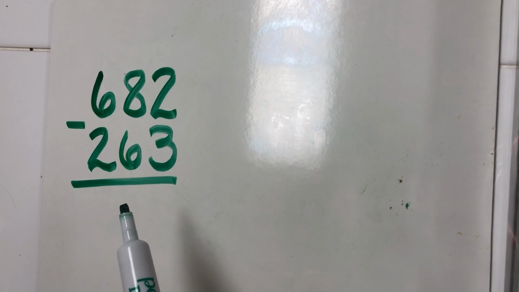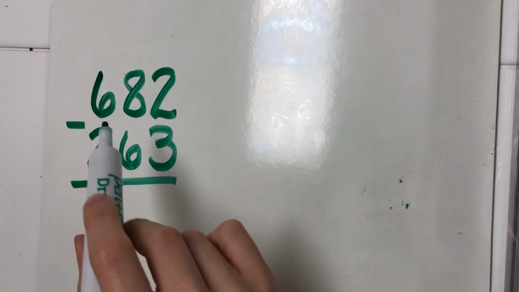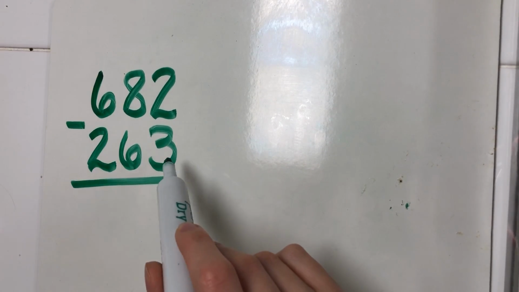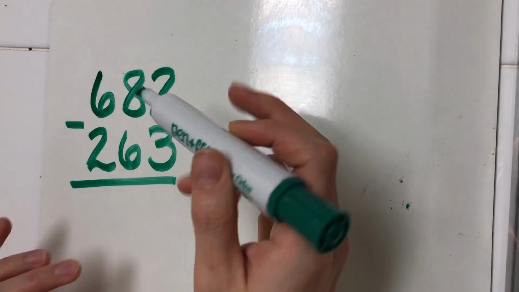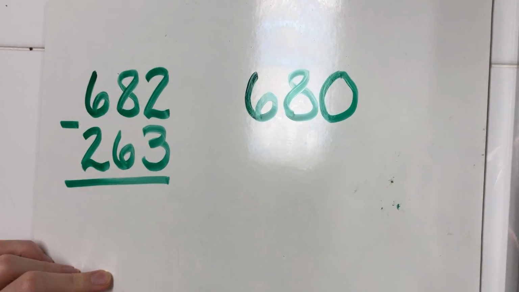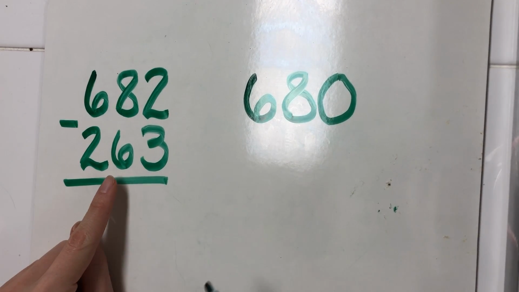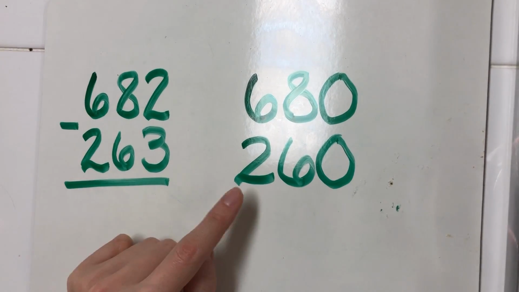First, let's estimate what we think our answer could be. So estimating is kind of like guessing, but thinking with guessing. So we're going to think, what are some numbers that are close to 682 and to 263 that are easier to work with than these numbers, because these are kind of tricky. And so we could say, what about 680? 680 is easier to work with than 682. And this one, we could think 260.